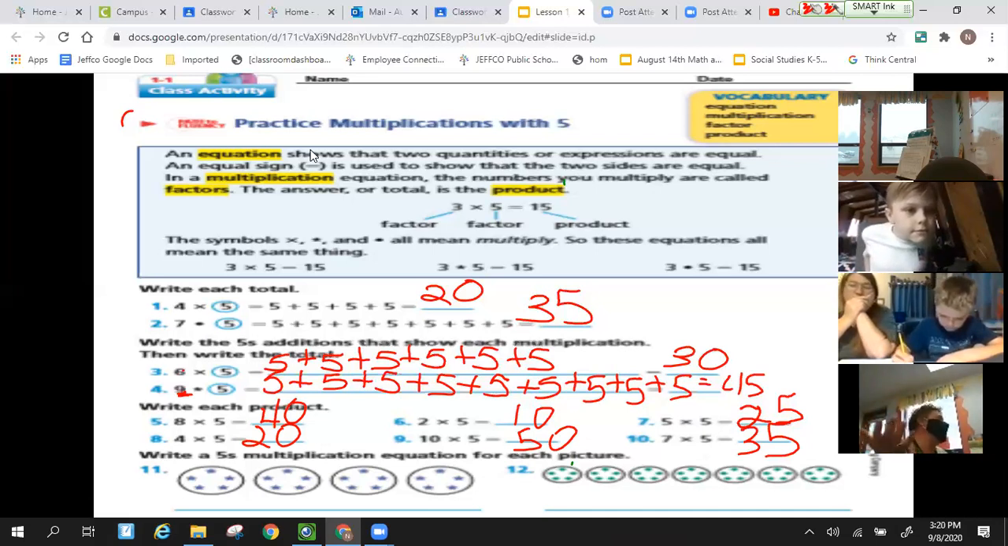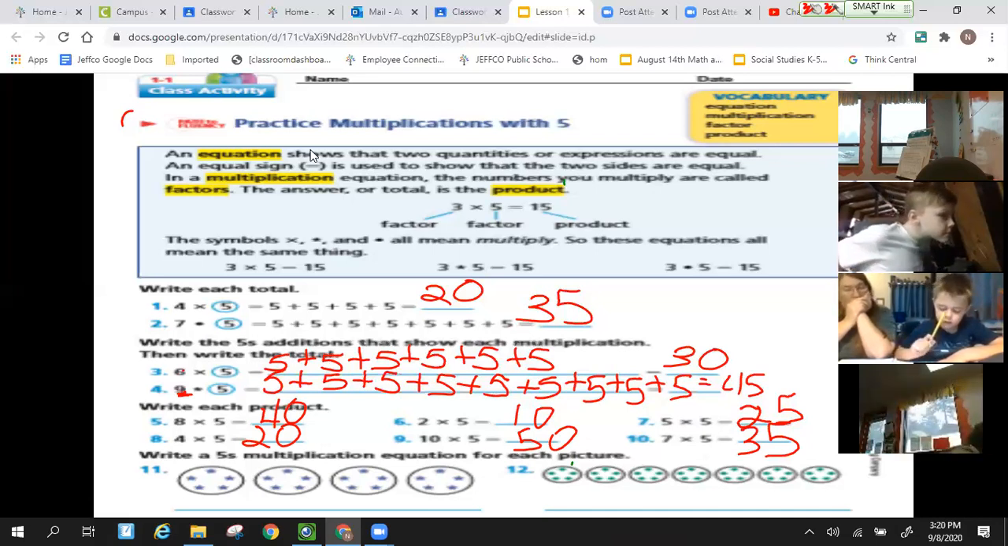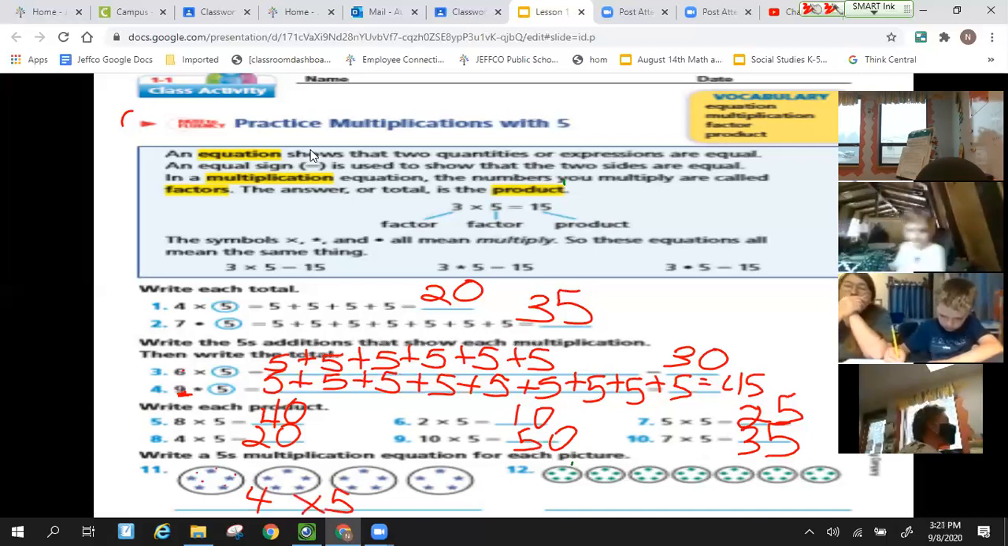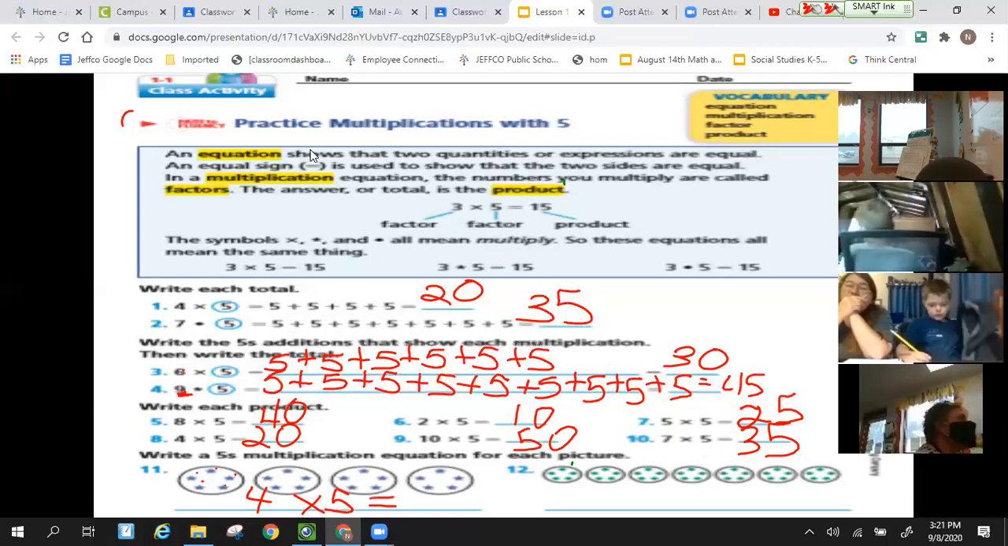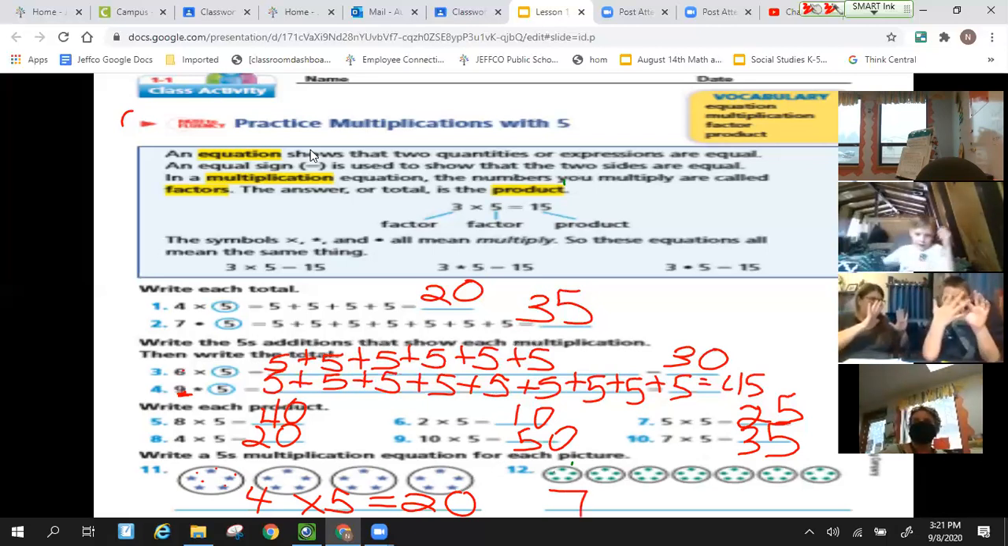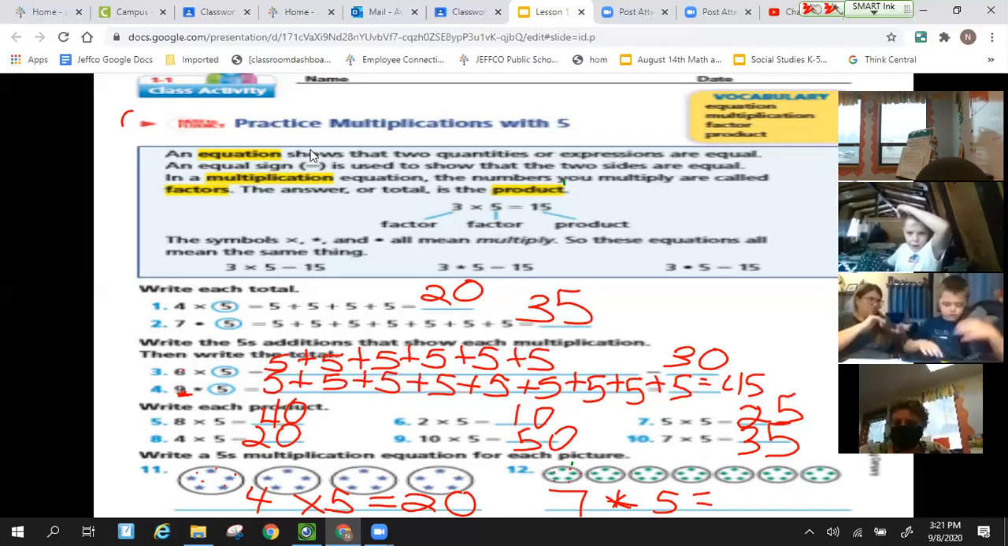Now, numbers 11 and 12. I just wanted you to look at the number of circles or ovals. You should have seen 1, 2, 3, 4. 4 times 1, 2, 3, 4, 5 in each. And we already know what 4 times 5 is. What do we get? 20. And number 12, anybody know how many ovals? How many, Max? 7. And how many inside? 7 times 5, and what did we get? 35.